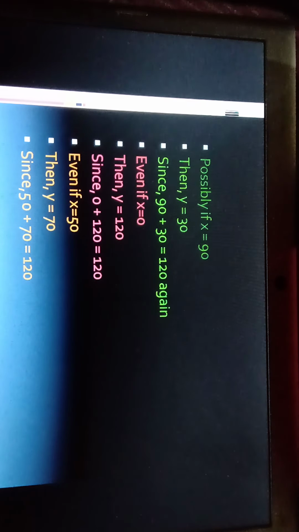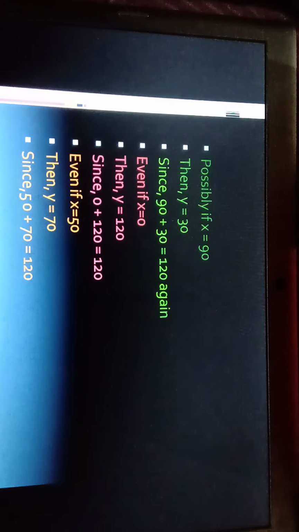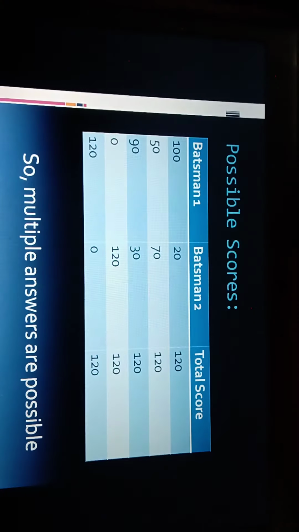Similarly, possibly if x is 90, then y will be 30, since 90 plus 30 is again 120. Even if the first batsman didn't score any run and the second batsman alone scored 120 runs, then also the sum is going to be 120. Likewise, if x is 50, then y will be 70. Then also the sum is 120. So we can see that we are assuming here one variable and calculating the other one. So there can be possibly many more other solutions.